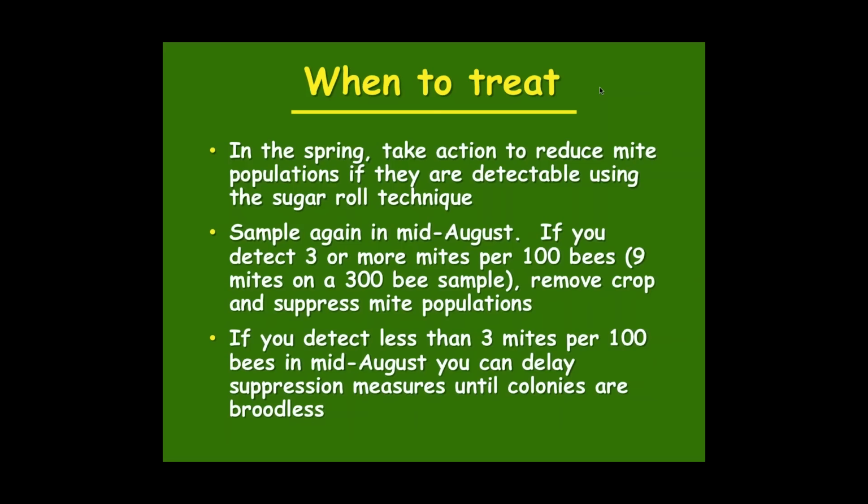You want to sample again in mid-August. Bees rarely die of Varroa, in my environment at least, until mid-August to mid-October. That's the window in which they crash. So if you sample again in mid-August and detect 3 or more mites per 100 bees, that'd be 9 mites on a 300 bee sample, you need to get the crop removed quickly and suppress mite populations so the bees have an opportunity to rear healthy bees going into winter. If you detect less than 3 mites per 100 bees in mid-August, you can delay suppression methods until colonies are broodless.